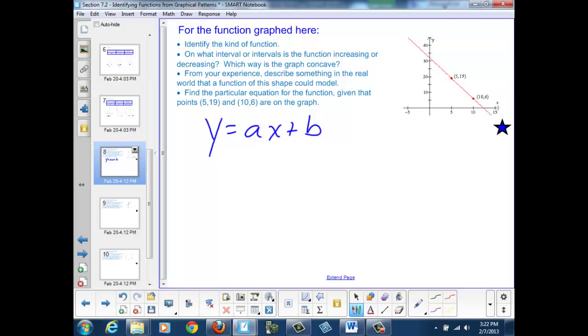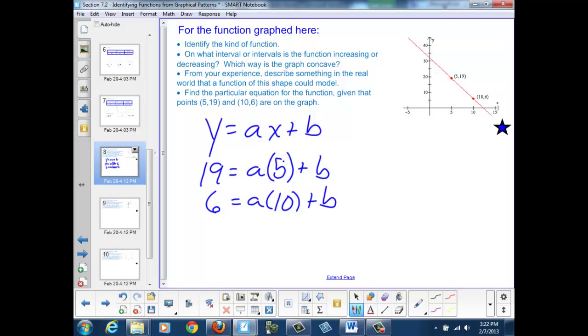Since the unknowns we have in this equation are a and b, we're going to need 2 points to come up with 2 equations to solve this system of equations. So we'll start with the 2 points that are given, (5, 19) and (10, 6). Our first equation, we'll plug in 19 for y and get 19 equals a times 5 plus b. And we'll plug in 6 for y and get 6 equals a times 10 plus b.